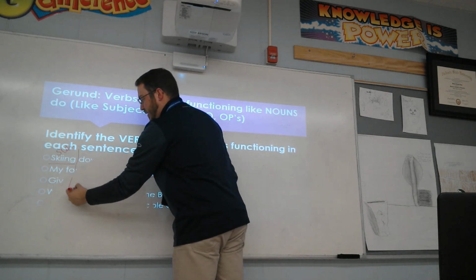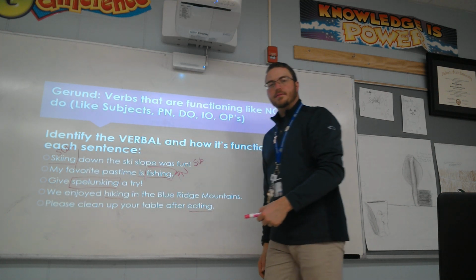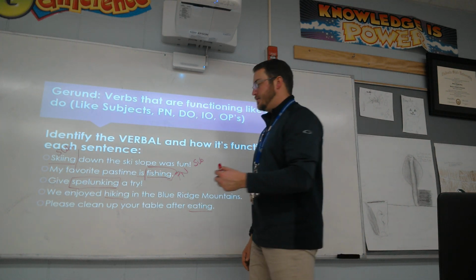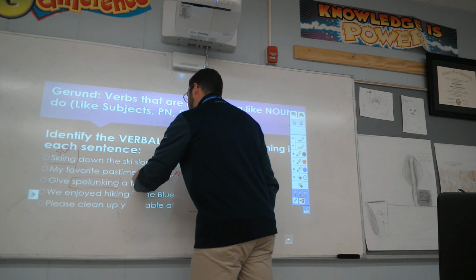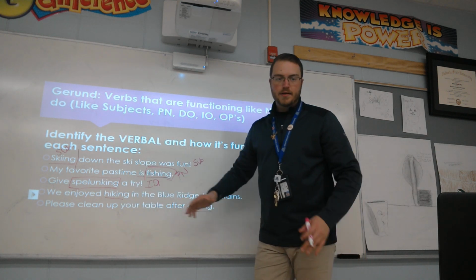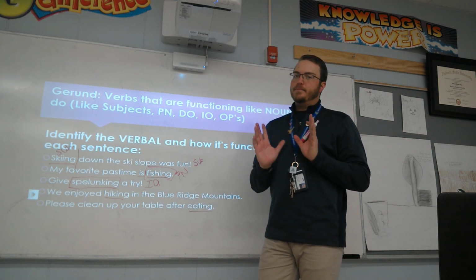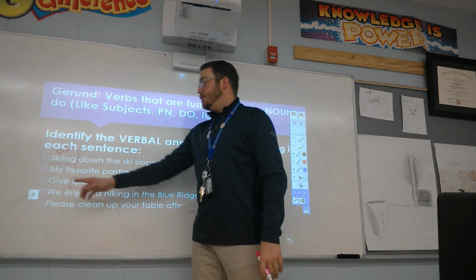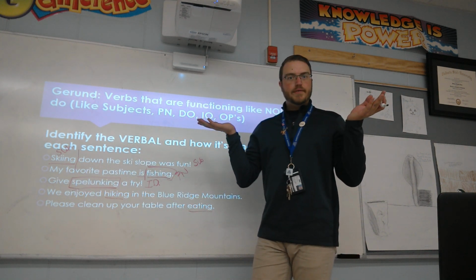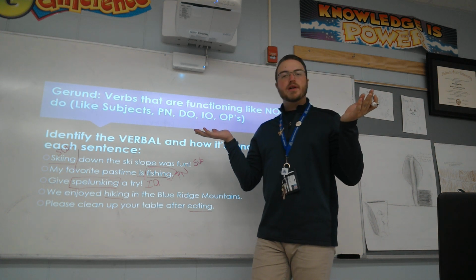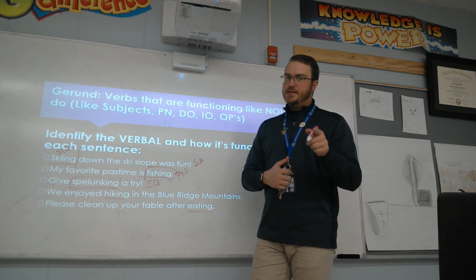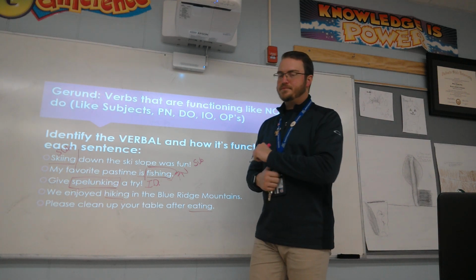So for example, if we were to give spelunking a try, what are we giving? We're giving a try. But what are we trying? Spelunking. So that makes it an indirect object because it's involved in what we're trying. That sounds a little crazy, but bear with it. You give a try. What do we want to give a try? We want to give spelunking a try. So that makes it our indirect object, but just know this, it's an ing word and it's a noun.